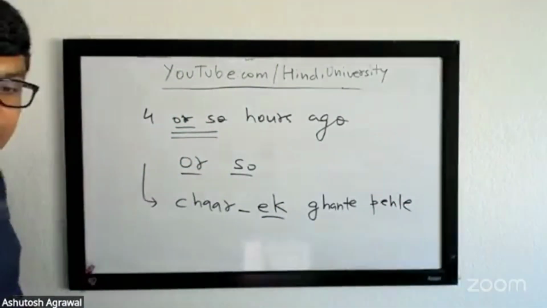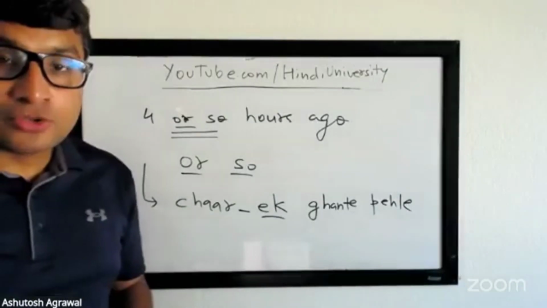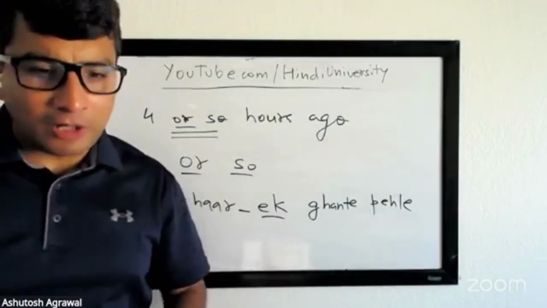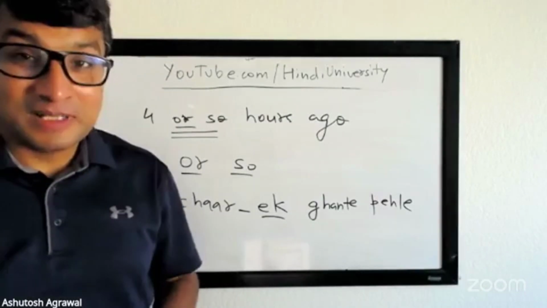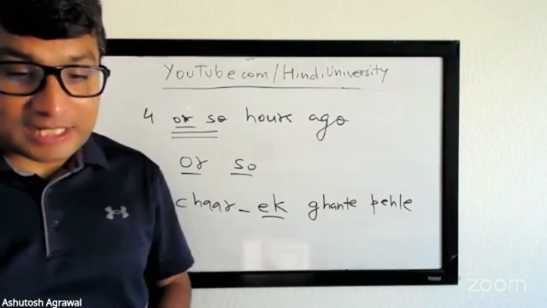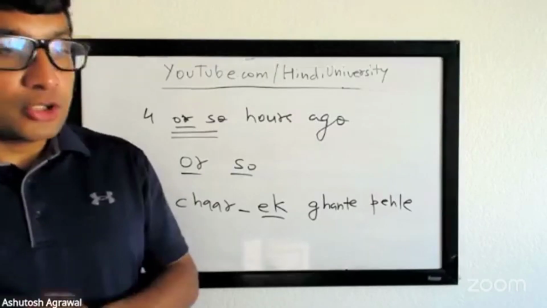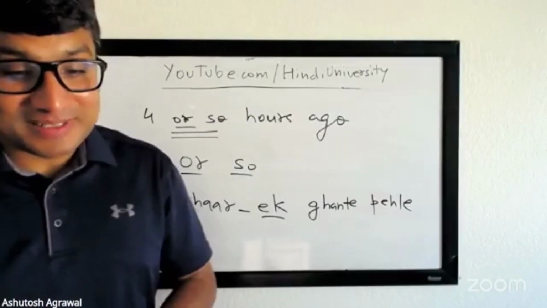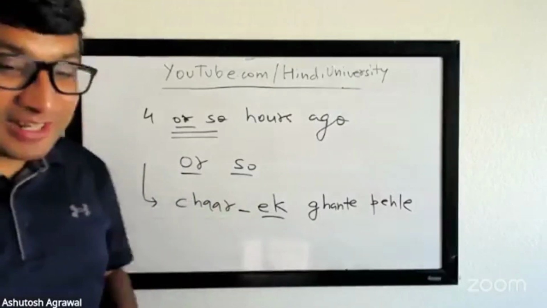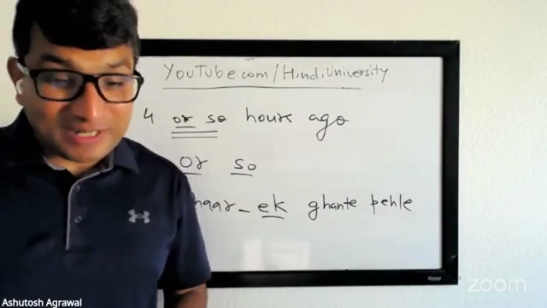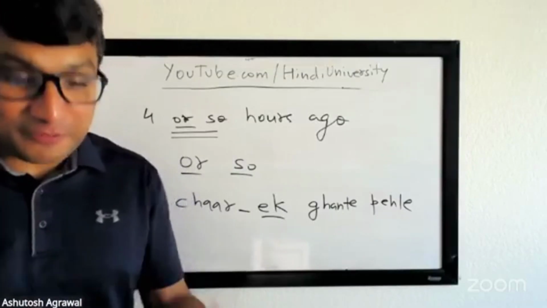Chaar-ek घंटे पहले. Okay, so if you want to say the train arrived 4 or so hours ago, ट्रेन 4-1 घंटे पहले पहुंची और ट्रेन 4-1 घंटे पहले आई. Your obvious question would be, can I say लगभग और करीब? Do I have to use 4-1 घंटे पहले? So you can absolutely use करीब और लगभग as well. Okay, this is just a different way of saying it.